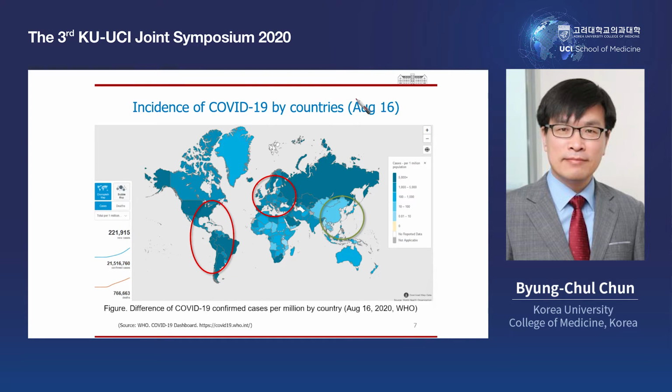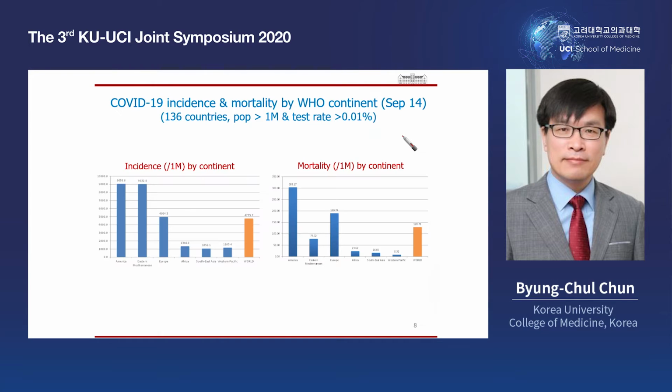This map is as of August 16th, about 3 months ago, but the difference of the incidence between countries is almost exactly the same as the recent one. These country-specific incidence patterns have remained largely unchanged since COVID-19 spread around the world. If we compare the incidence and mortality by continents, we can see the difference is very obvious.